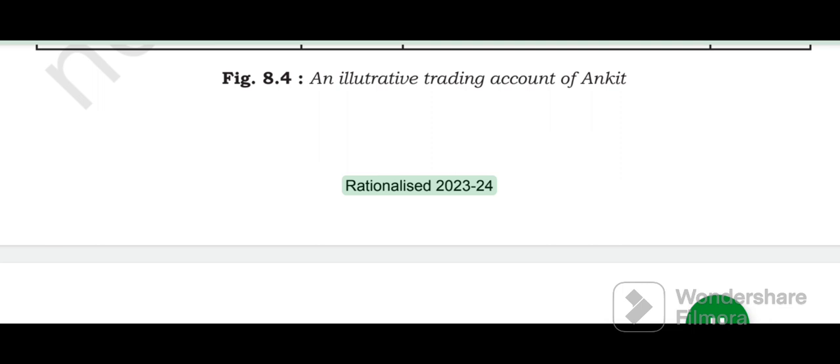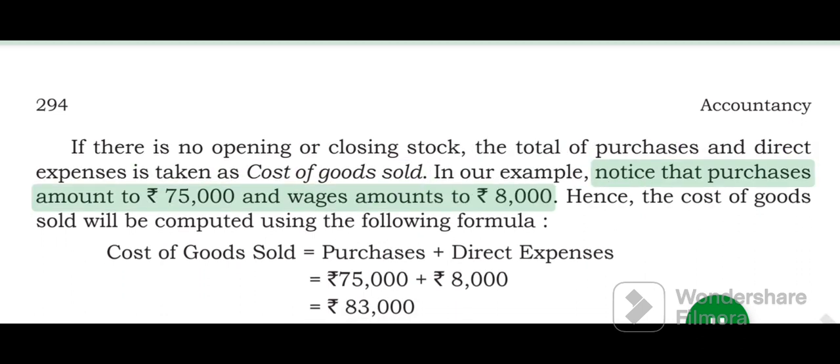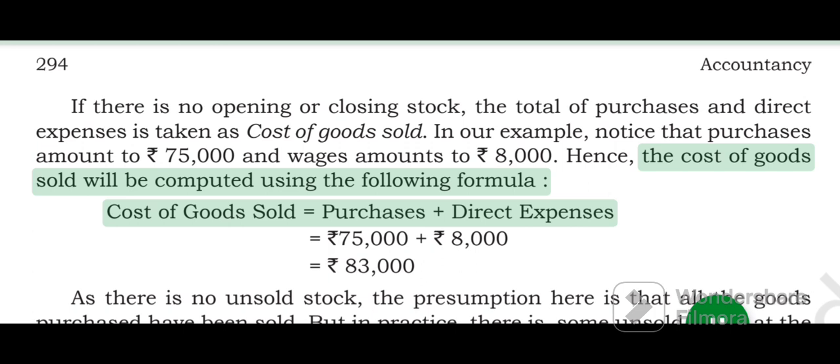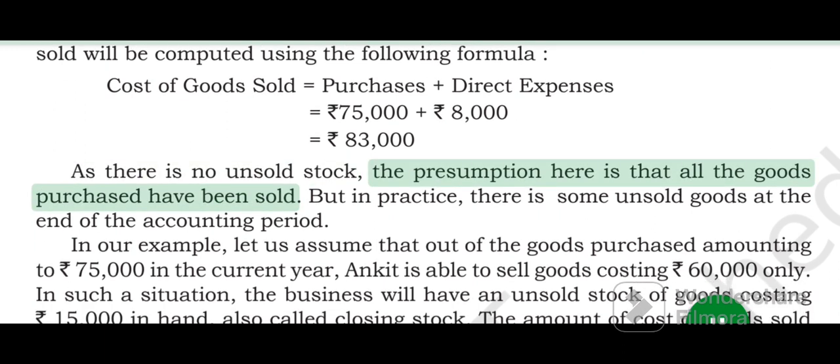If there is no opening or closing stock, the total of purchases and direct expenses is taken as cost of goods sold. In our example, notice that purchases amount to 75,000 and wages amount to 8,000. Hence, the cost of goods sold will be computed using the following formula. Cost of goods sold equals purchases plus direct expenses, 75,000 plus 8,000 equals 83,000. As there is no unsold stock, the presumption here is that all the goods purchased have been sold.